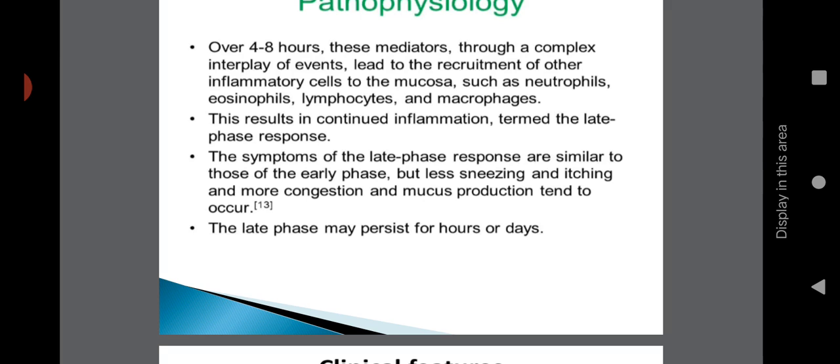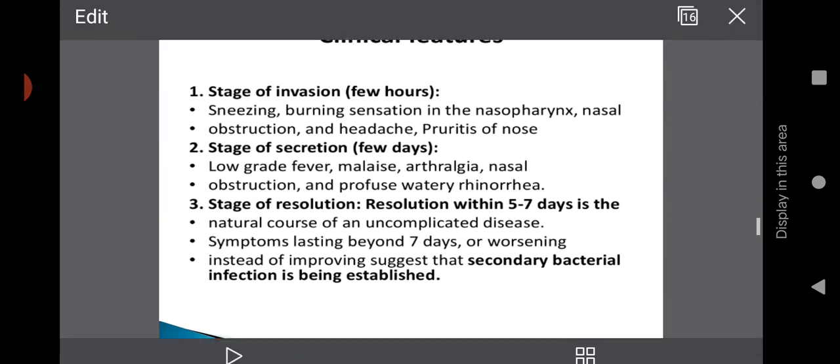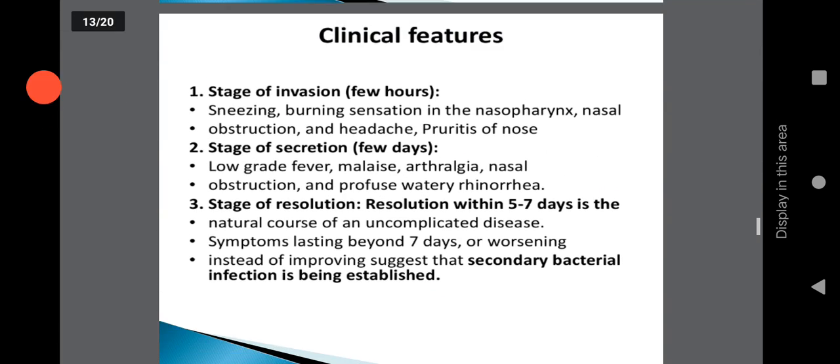Okay, so this is all about the pathophysiology. I hope you understood. Then next we will see the clinical features. In that, mainly three stages are described. Stage of invasion, which happens within some time or a few hours: sneezing, burning sensation of the nasopharynx, nasal obstruction, headache, pruritus of the nose. So these are the signs you can see during the entry of the allergen, the stage of invasion.